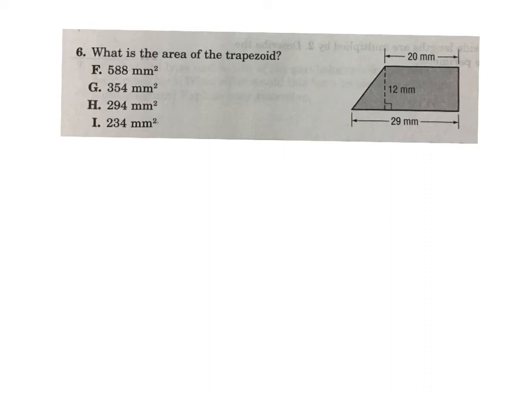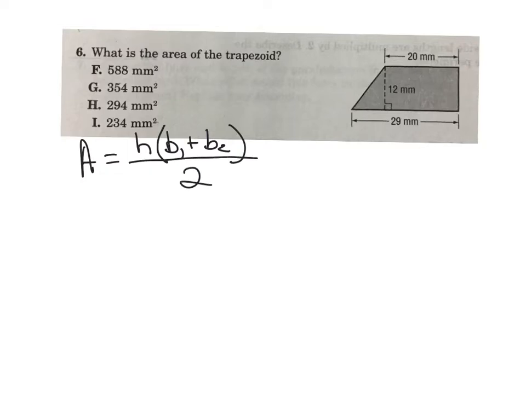This is the second part of the test. This is questions 6 through 9. We did parallelograms and triangles. Now we're on to trapezoids. I'm going to give you the formula for the area of a trapezoid. It's area equals height times base 1 plus base 2, and divide that by 2.